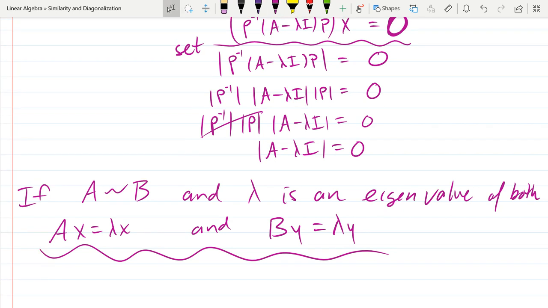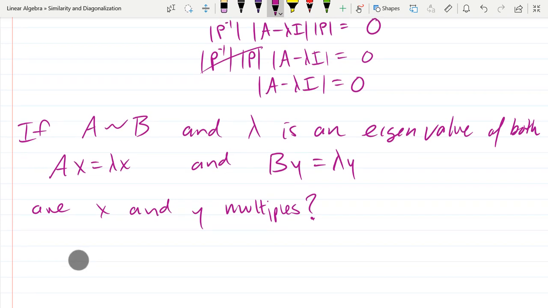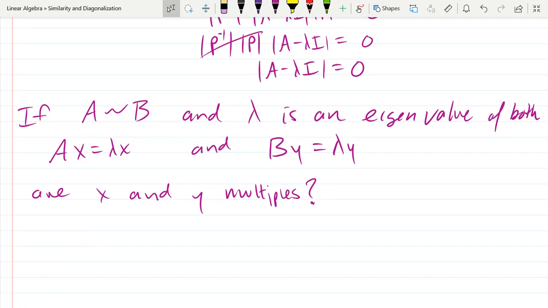All right, so I want to show now that X is a scalar multiple of Y. That's what I want to show. They may not be equal, but if they're scalar multiples, that's good enough. So now we're going to ask the question, are X and Y multiples? It's hard to think and talk and write at the same time, so I usually just do one of those. All right, so how in the world are we going to do this?